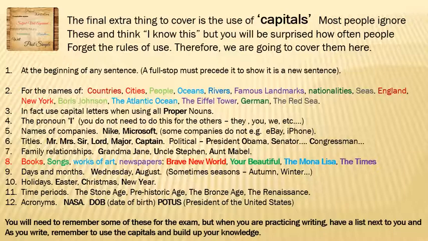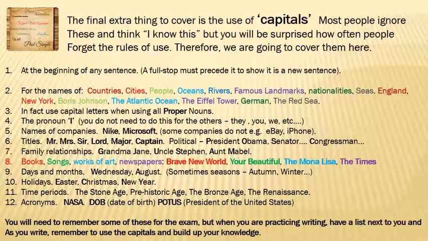Holidays: Easter, Christmas, New Year. Time periods: Stone Age, Prehistoric Age, the Bronze Age, the Renaissance. So any period of time in history, we must use a capital letter. The Prehistoric Age is when the dinosaurs were around, so we would say.